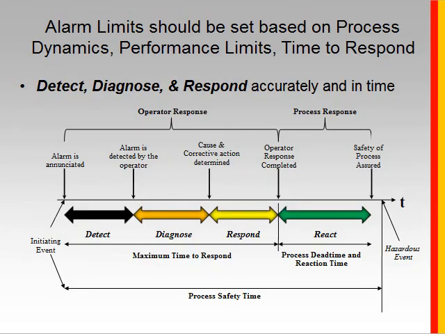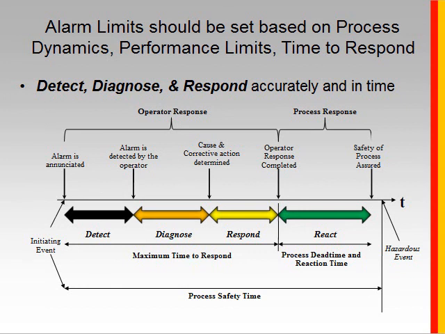Alarm limits then are set based on the process dynamics: how quickly does the process variable change as a function of time, performance limits, and the time to respond. And on this plot here I'm showing the operator's job. You can think of what the operator needs to do as he needs to detect the alarm or be notified that the alarm exists. He needs to see that it exists. He needs to diagnose what the problem is, and then he needs to take the correct response.